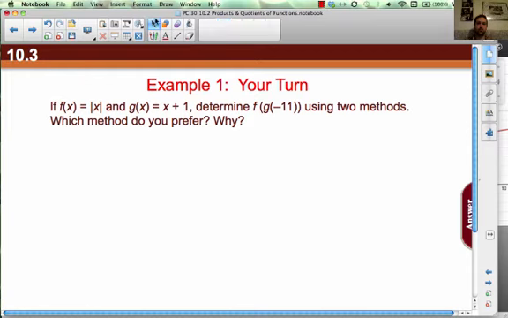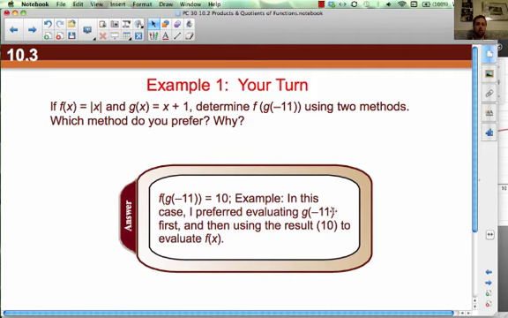So here's another your turn. Give it a try. As always, find the answers when you come back. There they are.